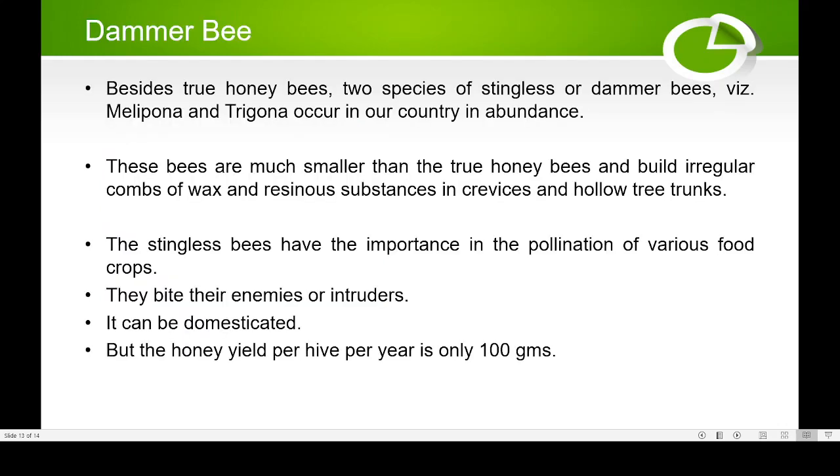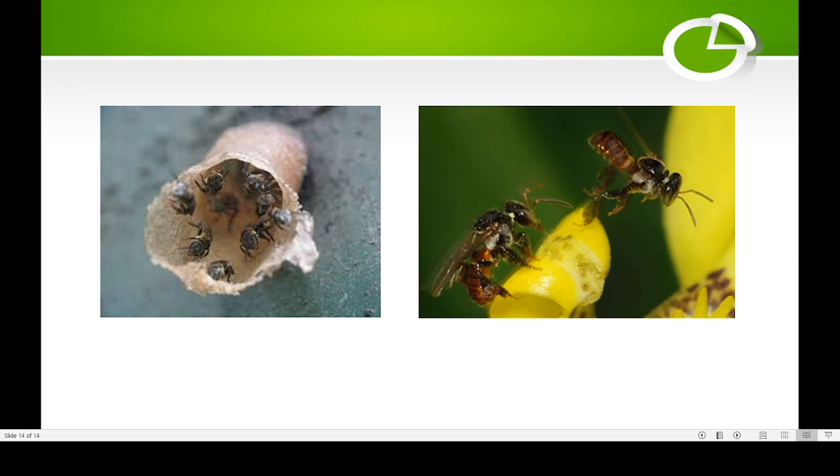Then the next type of honeybee is known as the dammer bee. There are different names. Dammer bees are sometimes known as stingless bees. Some people call them mosquito bees also. They are very small. Here you can see they are very small. Sometimes you can find them making their hive in electricity boxes also, or most of the time they build their hives in small holes in trees.